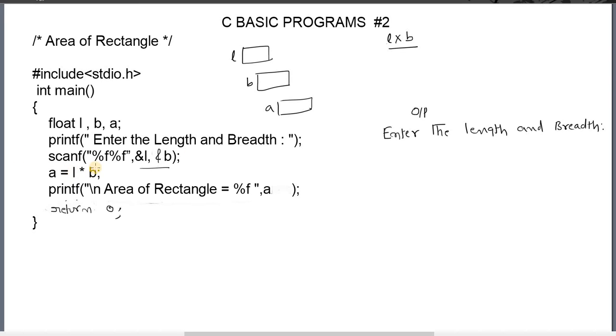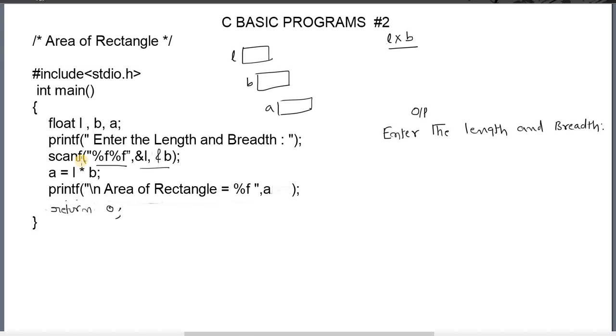Scanf is the input function. It takes the values from the keyboard. In this scanf, the first parameter is the control string. In this there are two specifiers, so it will take two values as input. Here %f is a specifier for float, so it will take float values.